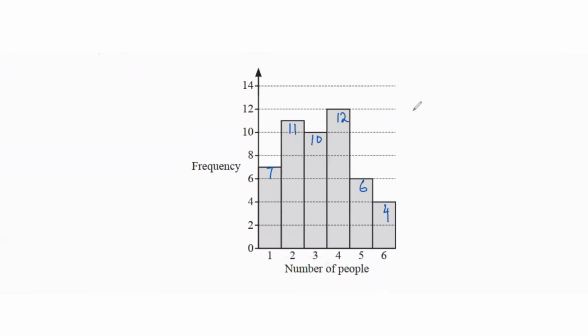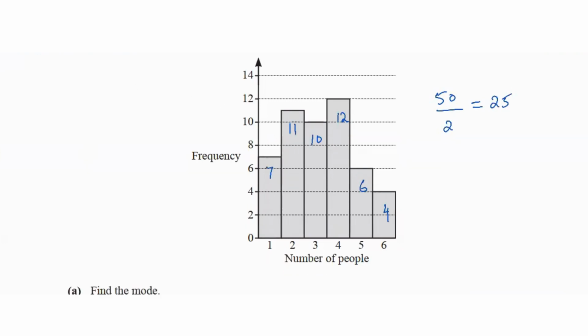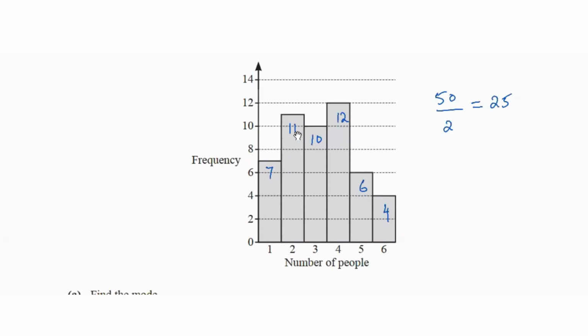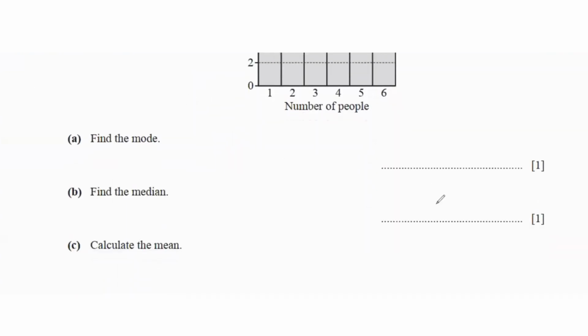So we know 50 divided by 2 is 25. So now if we start counting the frequency from the first number of people, 7 plus 11 is 18. 18 plus 10 is 28. So which means 25 lies in this bracket, the number of people for 3. So that means our median is going to be 3. This is your median.